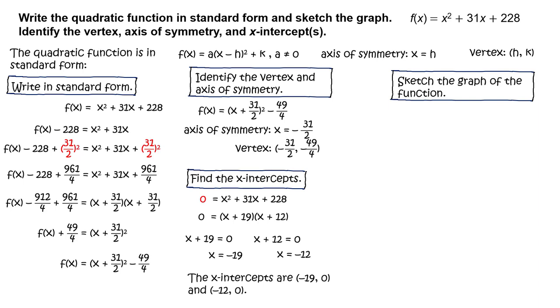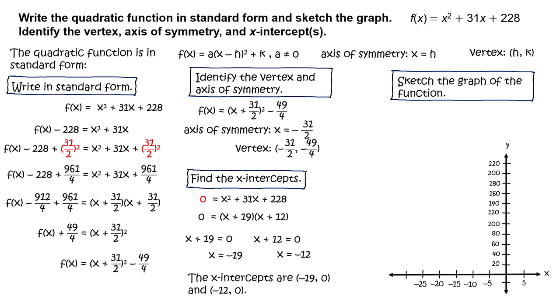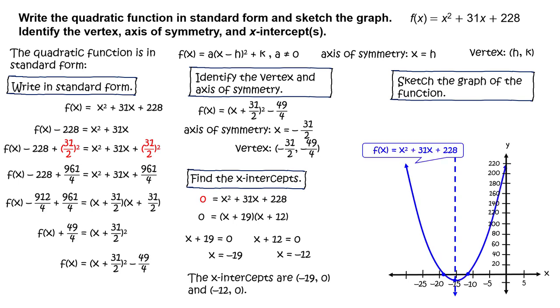Now you're ready to sketch the graph of the function. First, sketch an xy plane. Then, draw the axis of symmetry and plot the vertex (negative 31 halves, negative 49 fourths). Plot the x-intercepts (negative 19, 0) and (negative 12, 0). To sketch the graph of the function, draw a parabola through the plotted points.